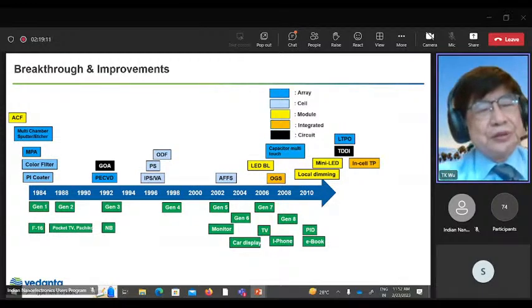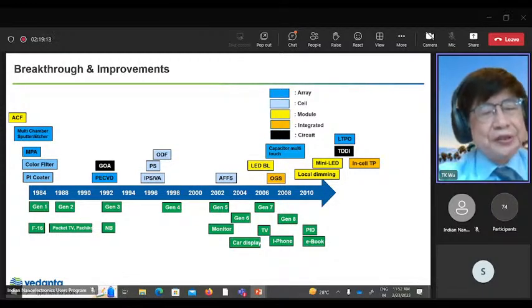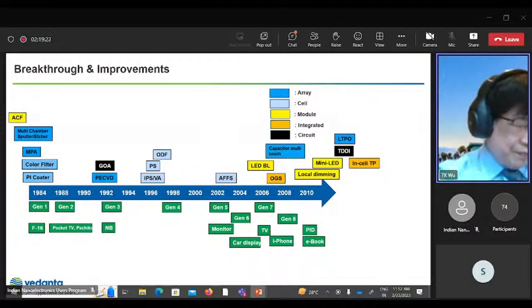Okay, back to 1984 when we started TFT LCD manufacture. And then up to now, we can see we have had a lot of breakthroughs and improvements.